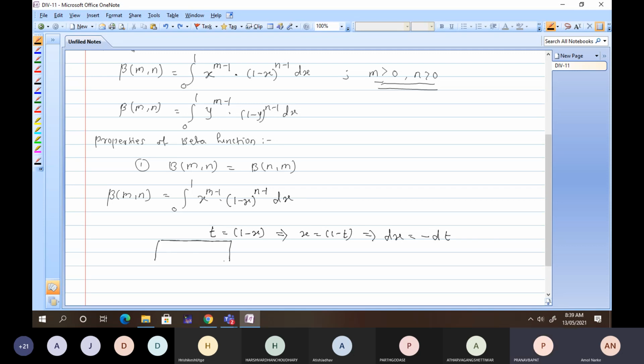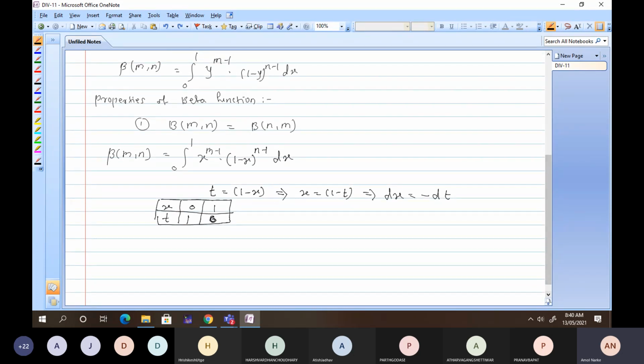And now we need to check the upper limit and lower limit. So make a table. Initially you have x, you are changing in terms of t. The values of x are 0 and 1. So x is equal to 0. If I substitute x equal to 0 here, I get t equal to 1. What happens when x is equal to 1? What is the value of t? It is 0, because 1 minus 1 is 0.